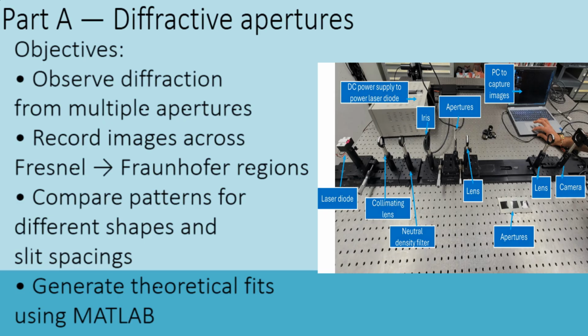In part A of the lab, we observed the diffraction patterns caused by several different aperture shapes in both the Fresnel and Fraunhofer region by moving our camera closer and further from the apertures.